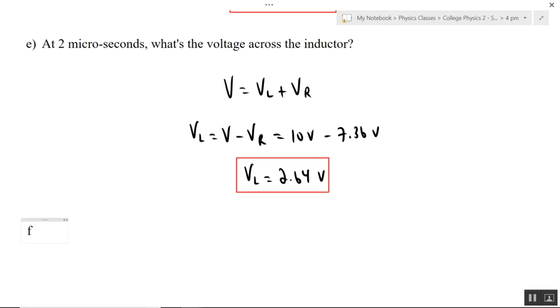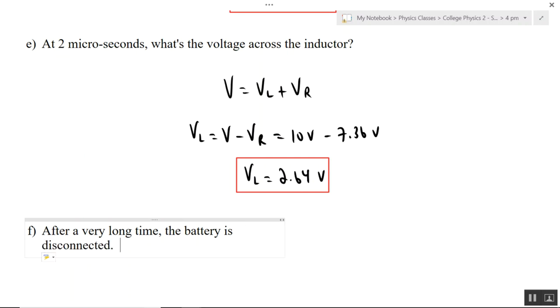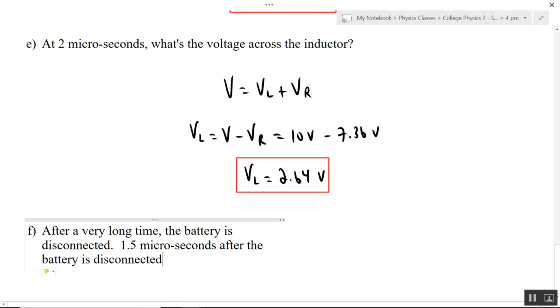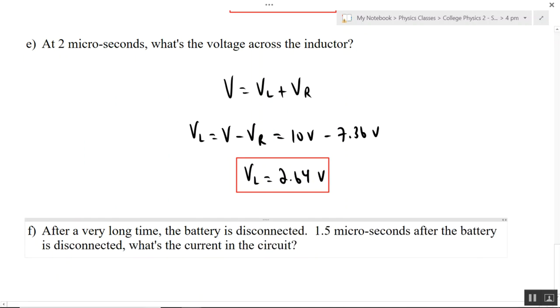Okay, so now we're going to disconnect the battery for the rest of the problem. So you keep the battery connected for a really long time, and then you disconnect the battery. And the question is, 1.5 microseconds after you disconnect the battery, what is the current in the circuit?